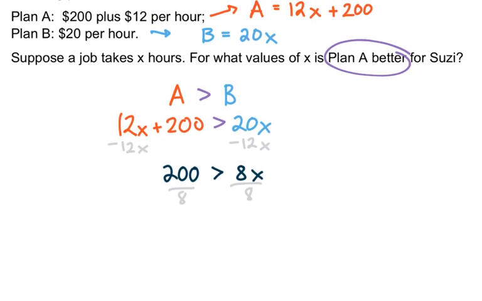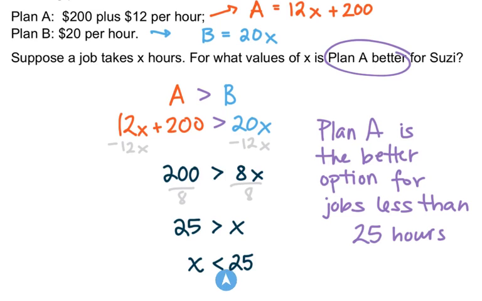And 200 divided by 8 gives me that 25 is greater than x, or reading that with x, the variable first, we'll flip that. That means x needs to be less than 25. And that means to us, interpreting that, is that plan A gives us more money. So plan A is the better option for Susie for jobs that are less than 25 hours. So when time is predicted to be less than 25 hours, she would make more money offering plan A.